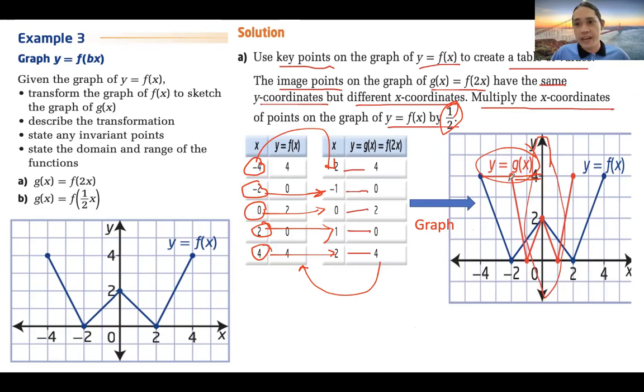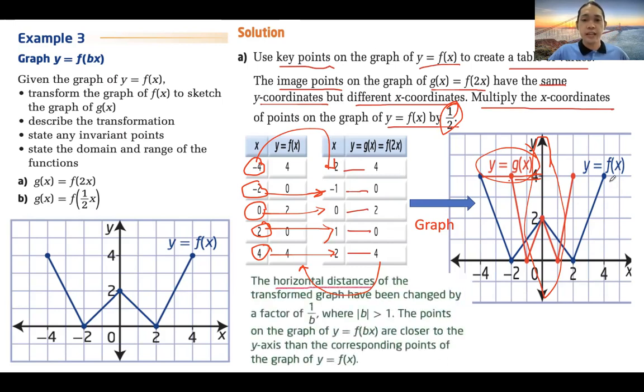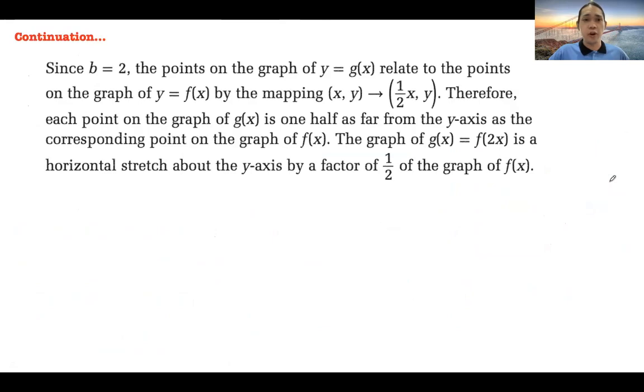So as you can see, g of x is closer to the y-axis than f of x, because we have 1/2 as a factor of g of x, which means the scale factor, rather, which means the graph is closer, or near, to the line of reflection. So again, that's the concept behind it.